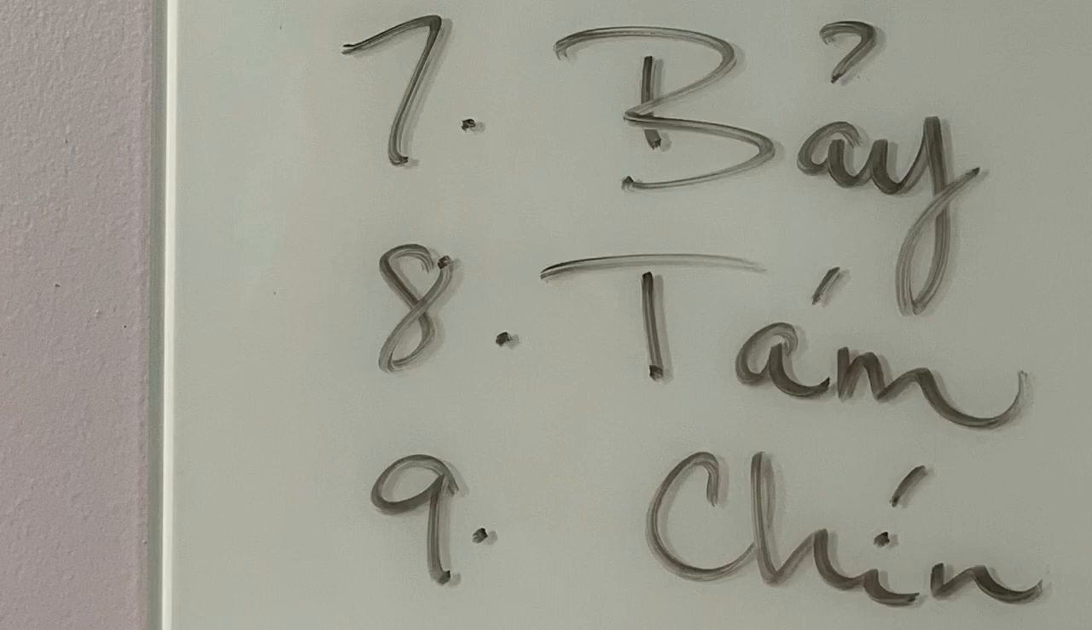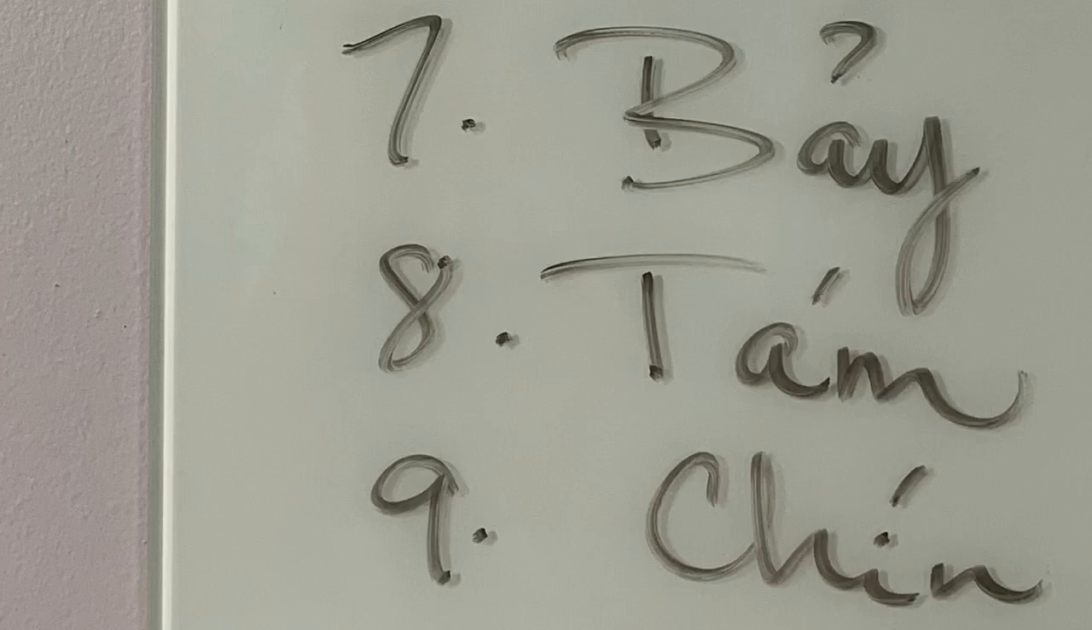And to say 9 in Vietnamese, you say chín, chín, chín. Chín is 9 in Vietnamese. And to say 7, 8, 9 in Vietnamese, you say bảy, tám, chín. Bảy, tám, chín.